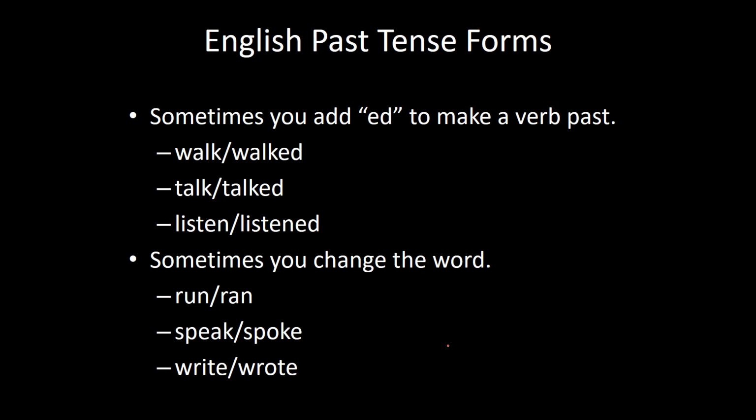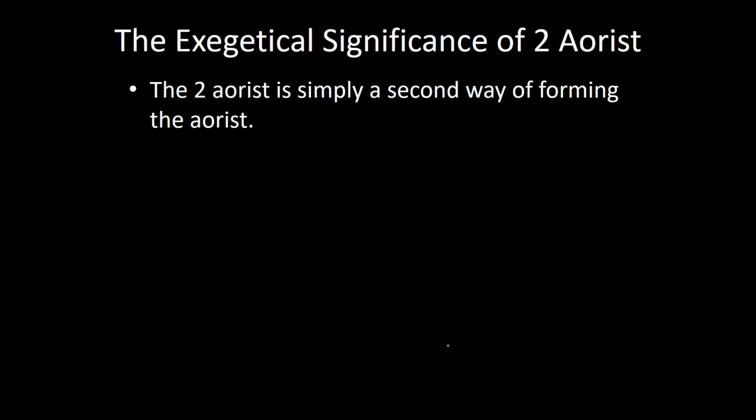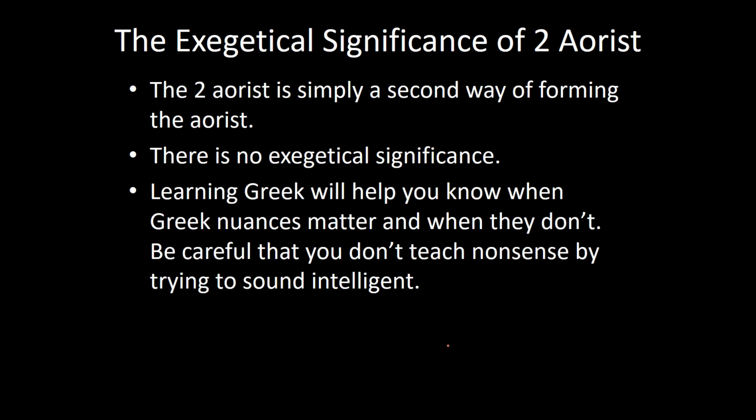Now, why do these changes happen? They just do. Why do they happen in Greek? They just do. There's nothing special about them. It's just a different way of forming the past tense aorist. So what is the exegetical significance of a second aorist? It's just the exact same thing as a first aorist in terms of its meaning, which is basically no comment. It's past tense, no comment. There is no special exegetical significance.